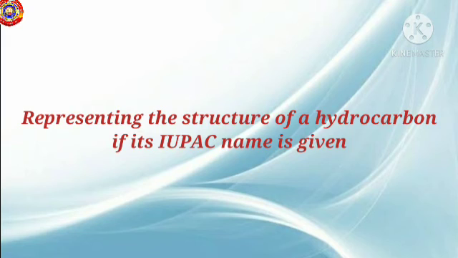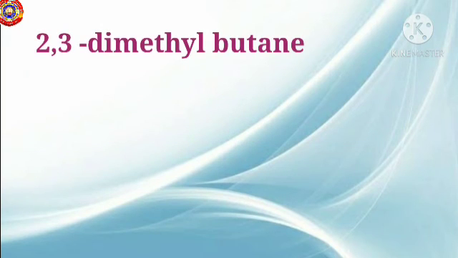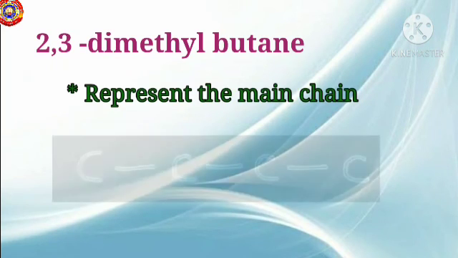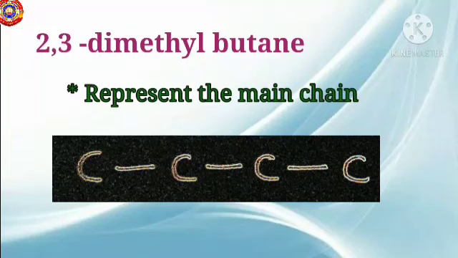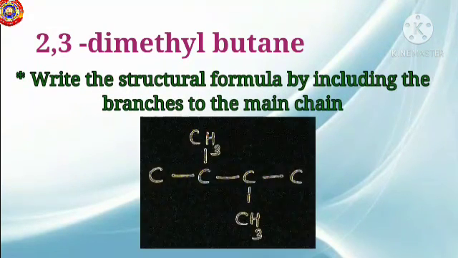Let's represent the structure of 2,3-dimethyl butane. From this IUPAC name, can you find out the number of carbon atoms in the main chain? Let's represent the main chain first. So how many carbon atoms are there? 4, right? So which are the branches in this compound? Methyl, right? So let's write the structural formula by including the branches to the main chain.